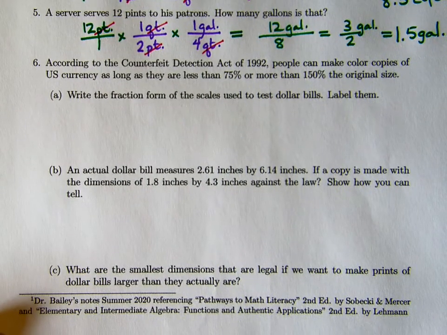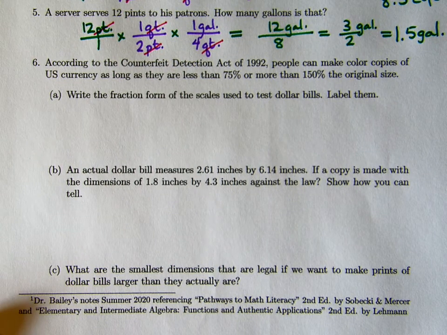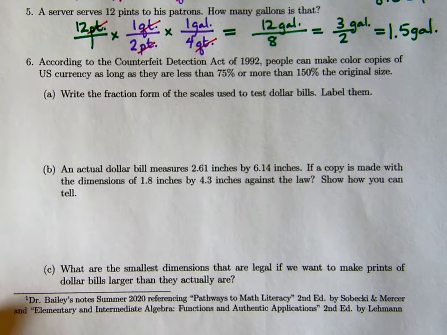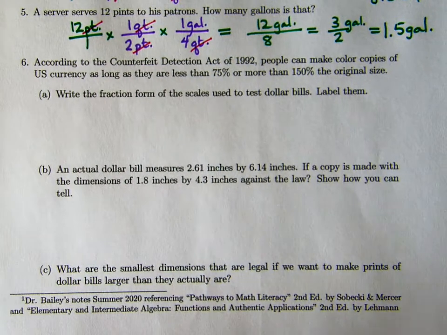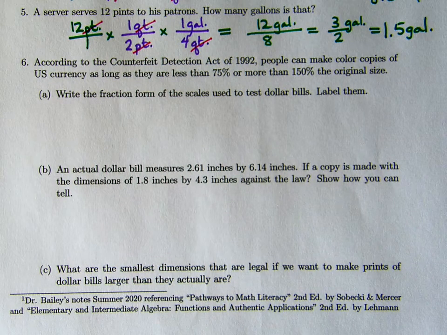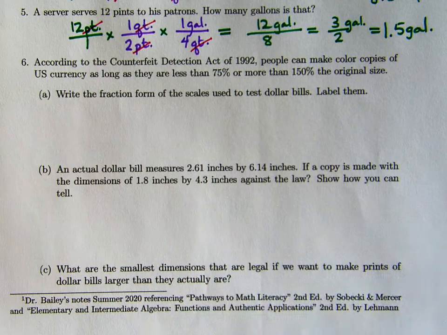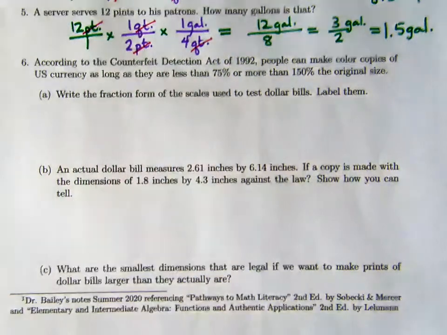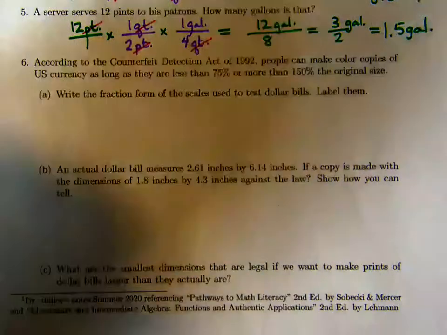According to the Counterfeit Detection Act of 1992, people can make color copies of U.S. currency as long as they are smaller than 75% of the original size or bigger than 150% of the original size. Write the fraction form of the scales used to test dollar bills. Okay, that means we're going to need a big and a small. So let's go, I don't know, blue for big.